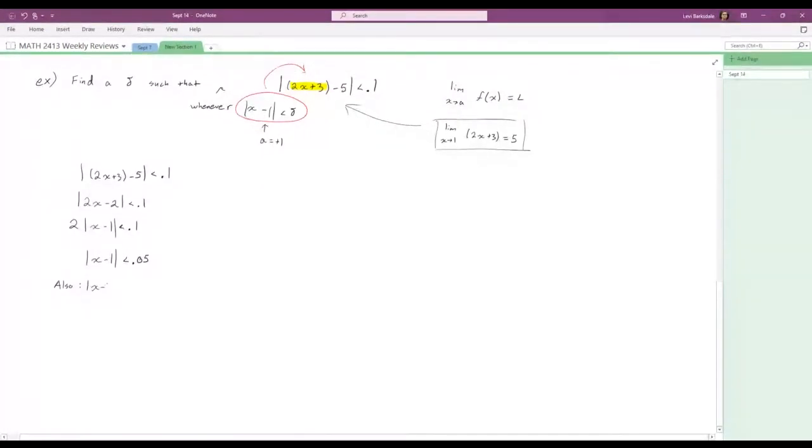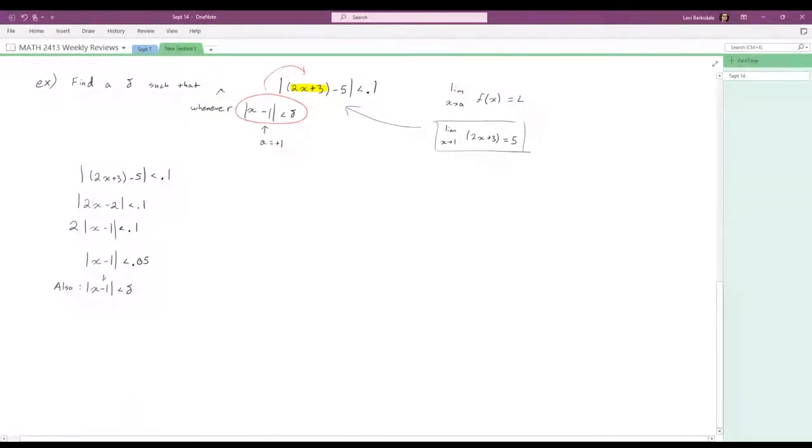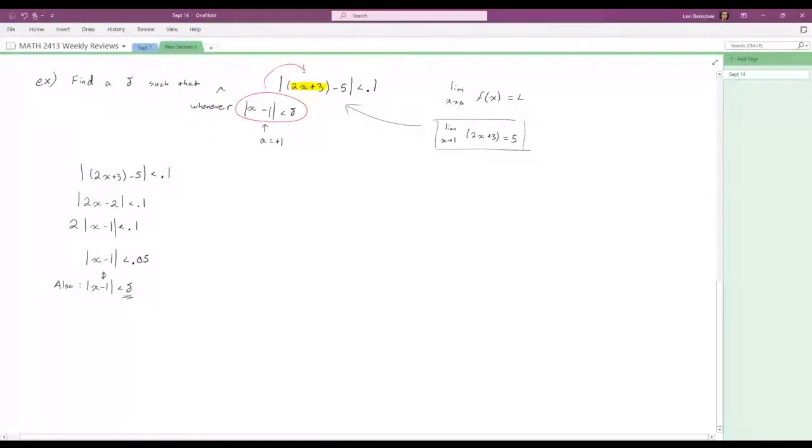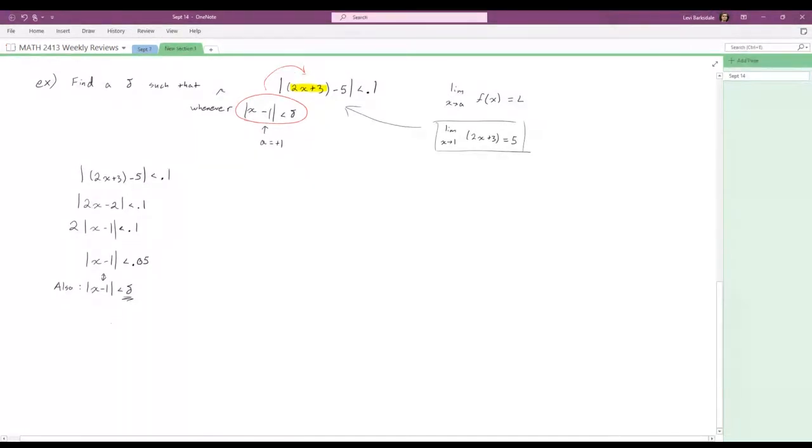Well, I also know that the absolute value of x minus 1 is smaller than delta. Since these are the same thing, and I get to choose a delta, because delta isn't necessarily fixed, I'm going to say that delta is equal to 0.05.